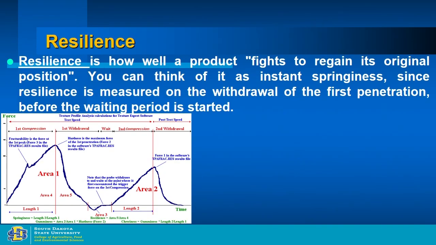And then finally, resilience is how well the product fights back to its original position. So area 5 over area 4 is resilience. If it is an elastic material, 100% resilience, so area 5 will be the same as area 4. That's how you get it.